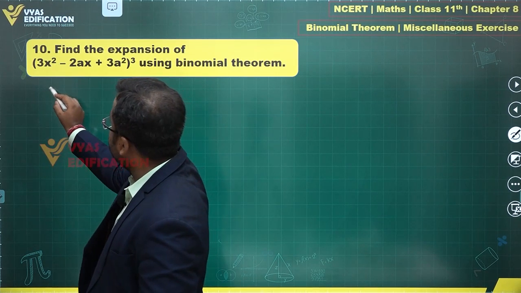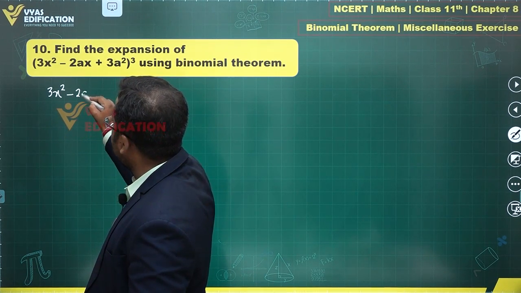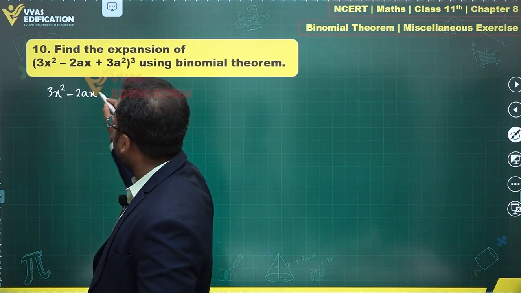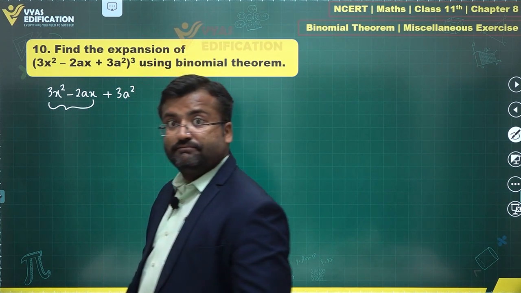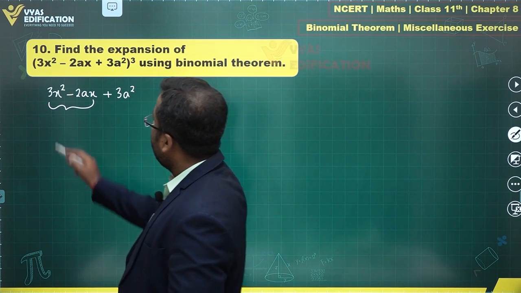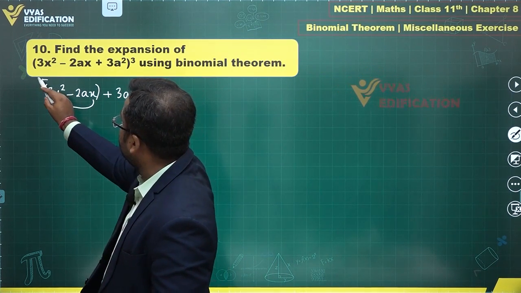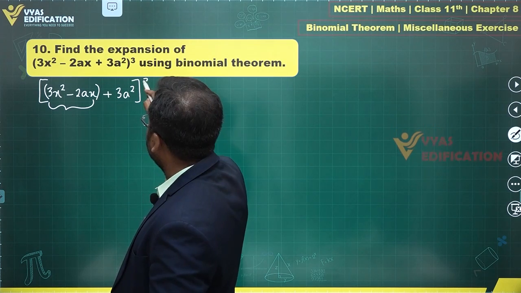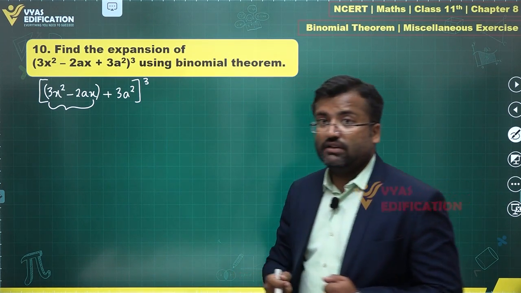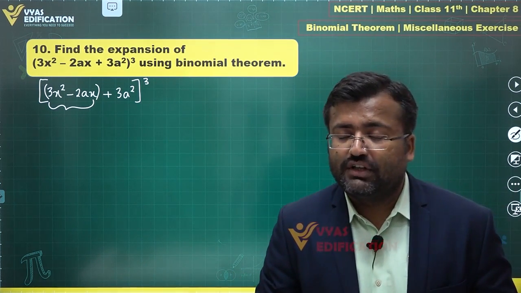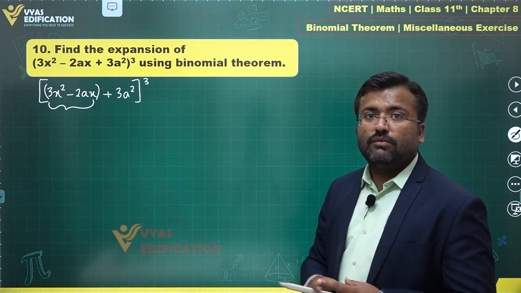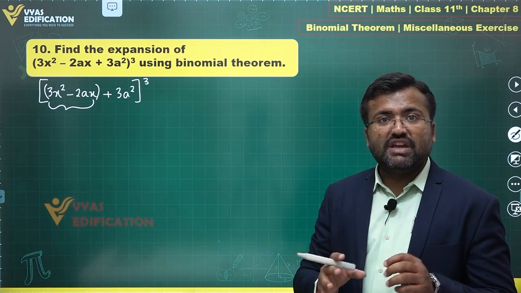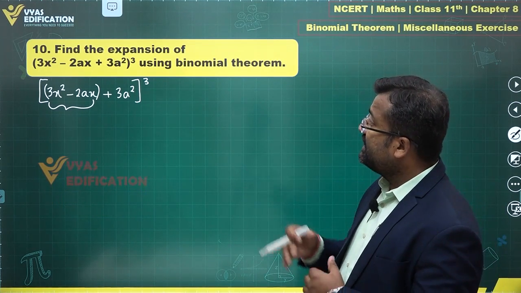And what I see is, I see a 3x square minus 2ax. Okay, and then there's a 3a square over here. Let's club these two together. And this becomes one term. Take the bracket, and this is power 3. Okay. So now you want to apply binomial on this. Yes, I want to apply binomial on this. This is a plus b whole cube form. There's one term a, the other term is b, and we want to apply whole power 3.